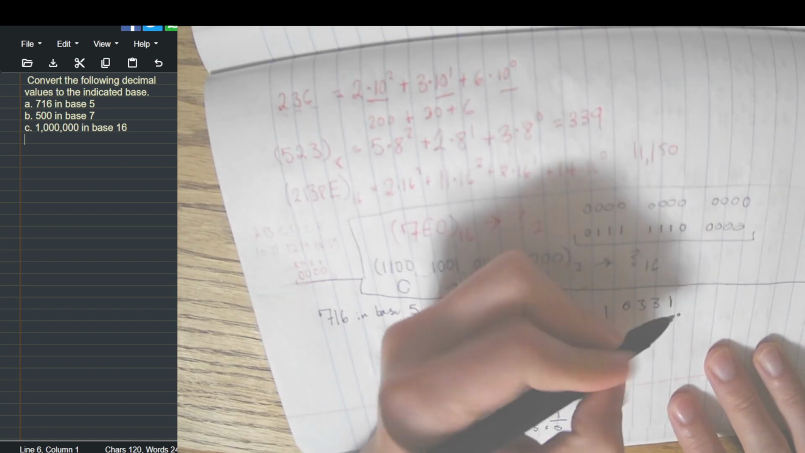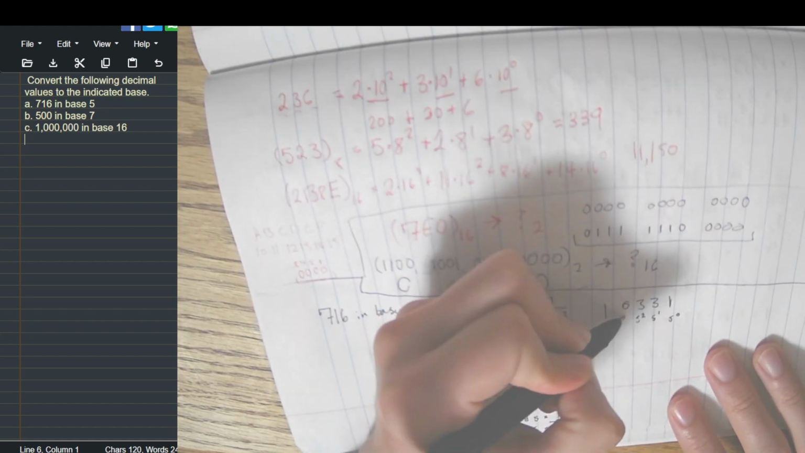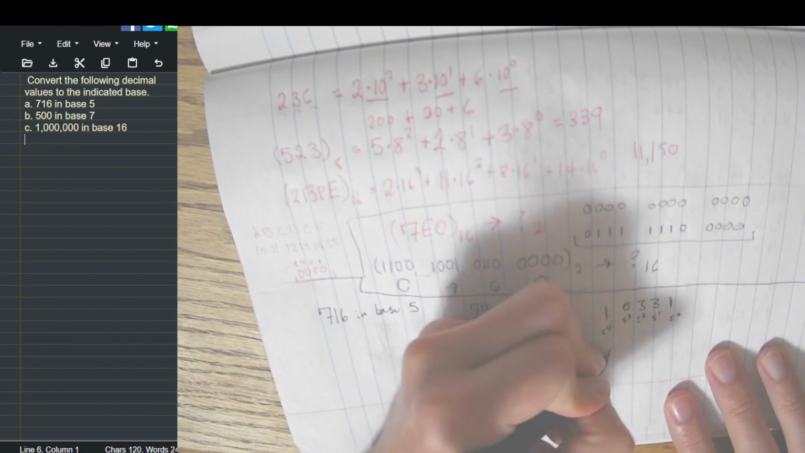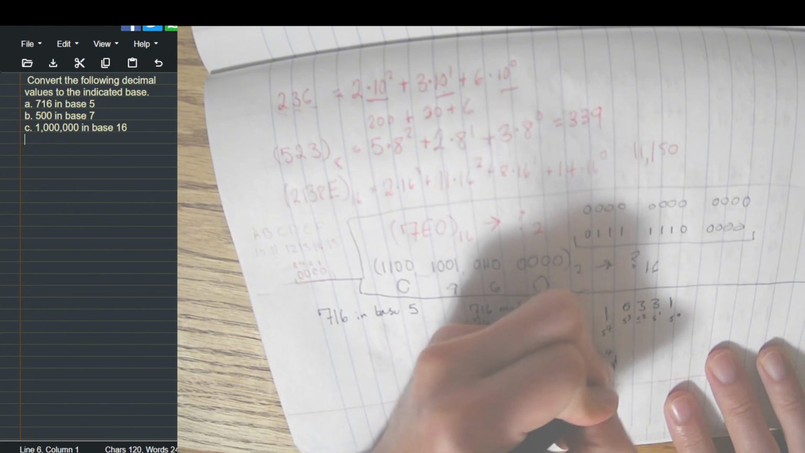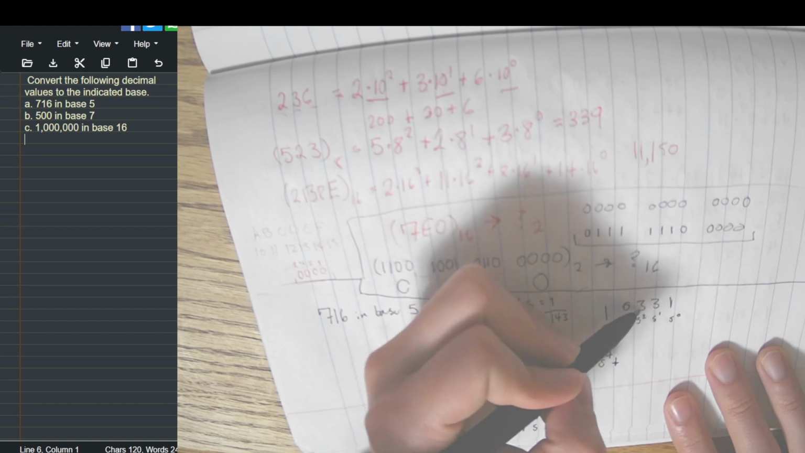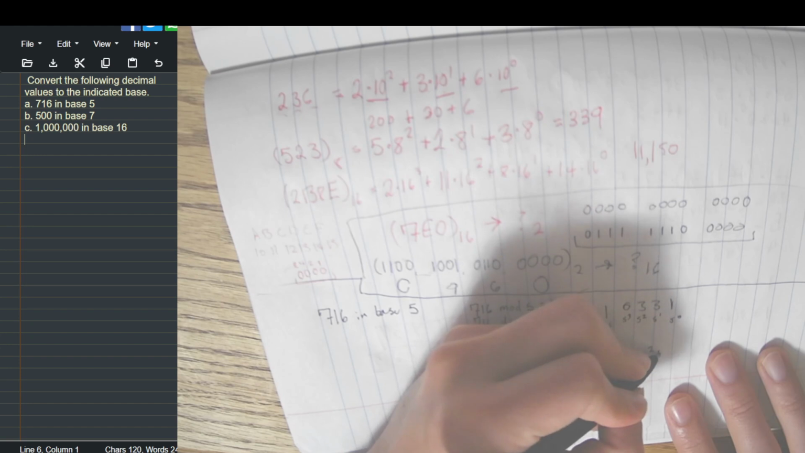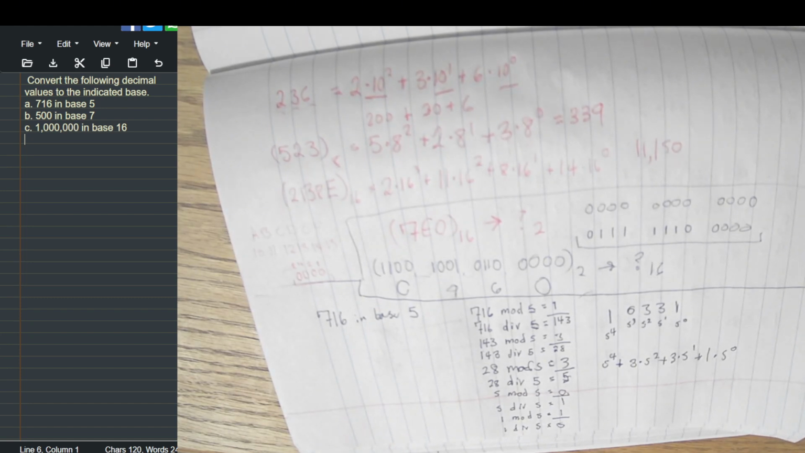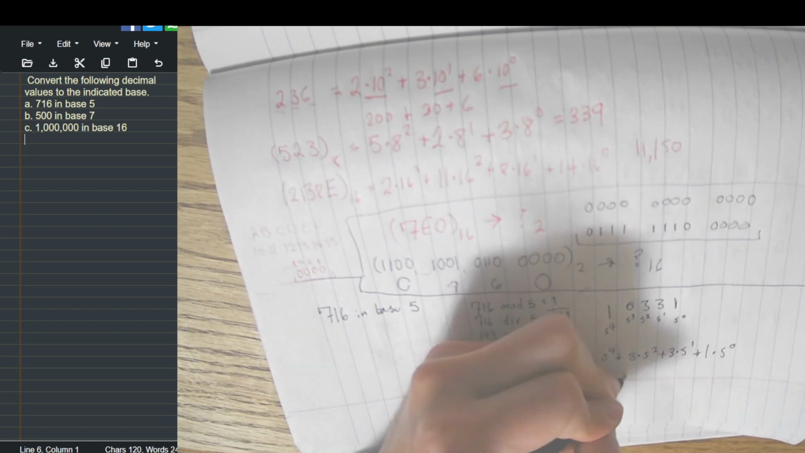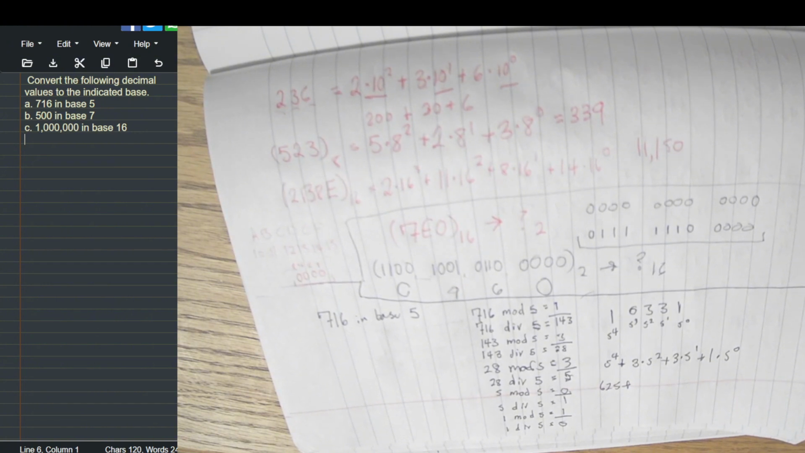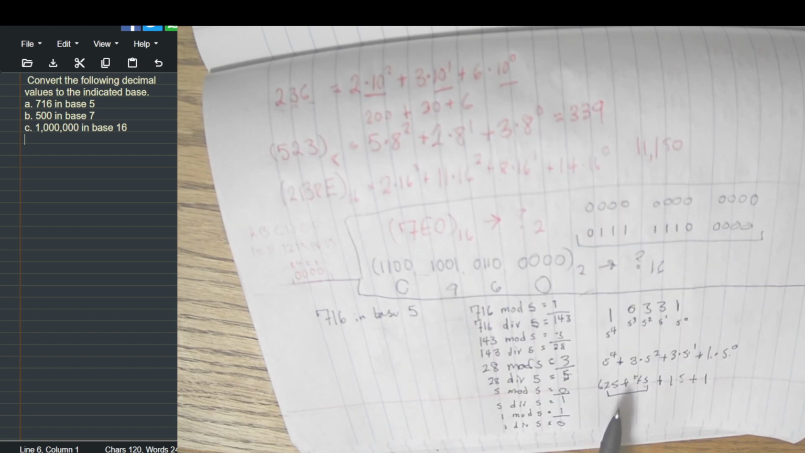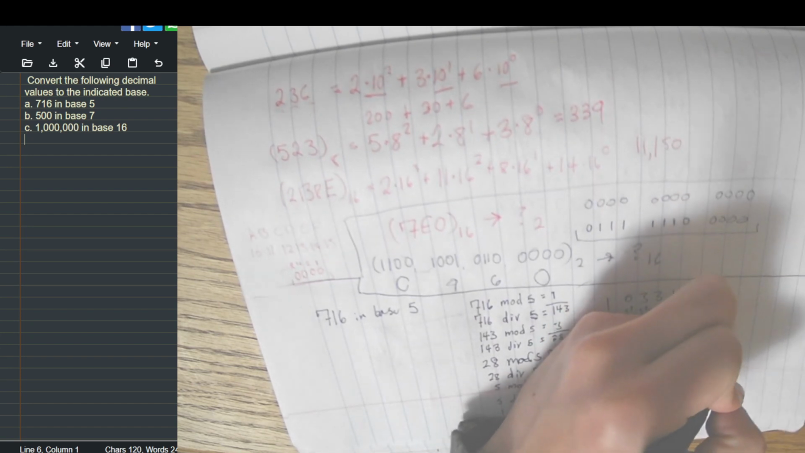We can say this place is 5 to the 0, this place is 5 to the 1, this place is 5 squared, this place is 5 cubed, and this place is 5 to the 4. So if I rewrite this, I can say 5 to the power of 4 plus 3 times 5 squared plus 3 times 5 to the power of 1 plus 1 times 5 to the power of 0. Let's calculate that. 5 to the power of 4 is 625. 3 times 5 squared is 75. So this is already 700. 3 times 5 is 15. 1 times 5 to the 0 is 1. So we have 700 plus 15 plus 1 is 716.